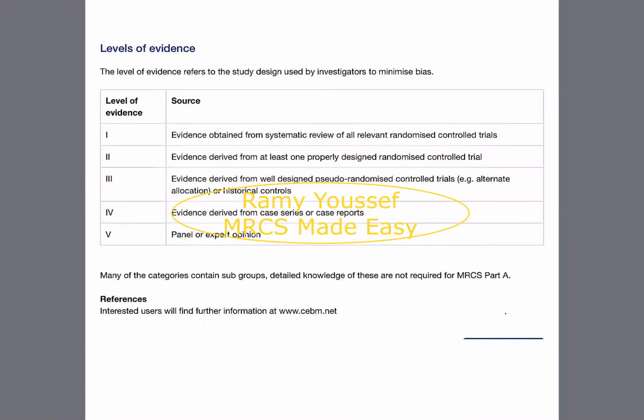randomized controlled trial. Okay, so to remember again level of evidence, I think you'll have 1 question or 2 questions in the exam about level of evidence.